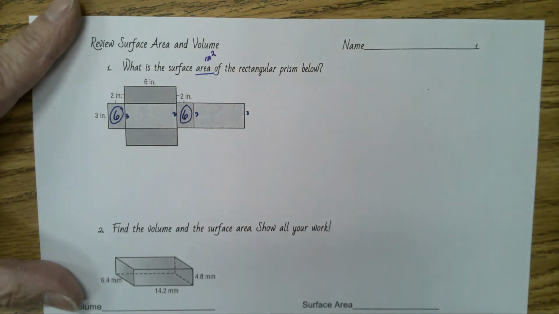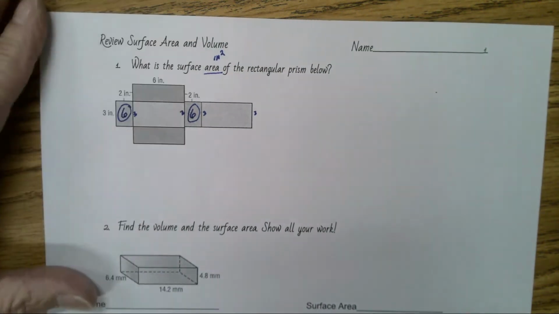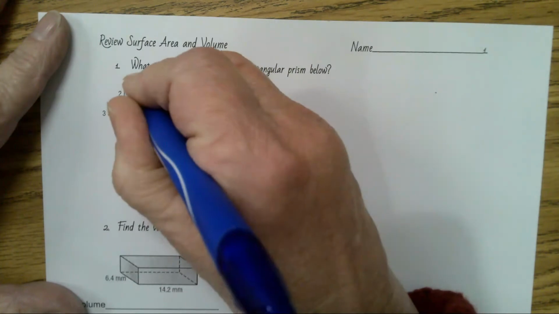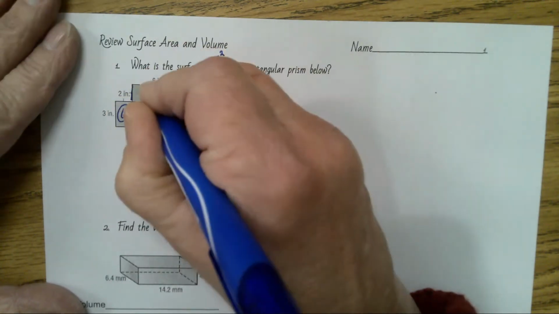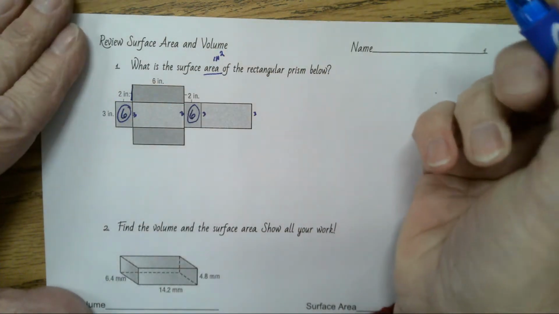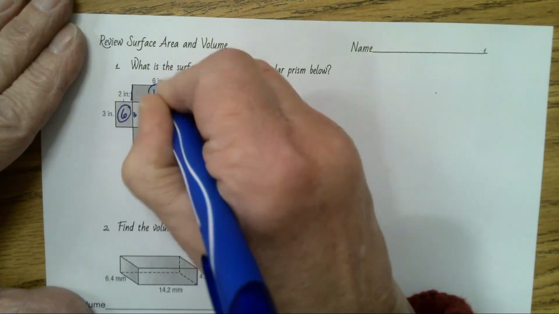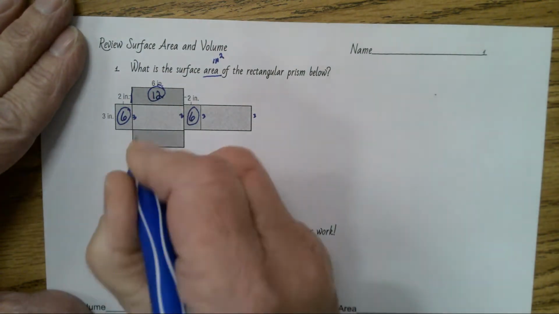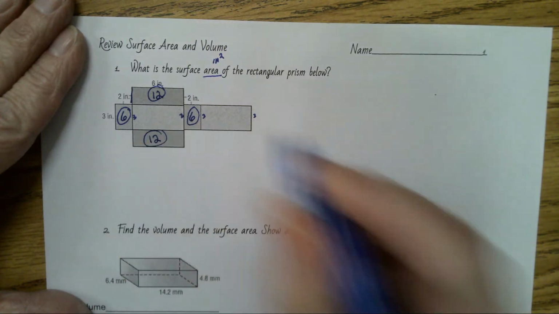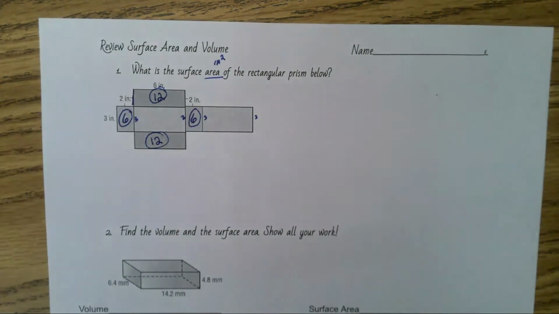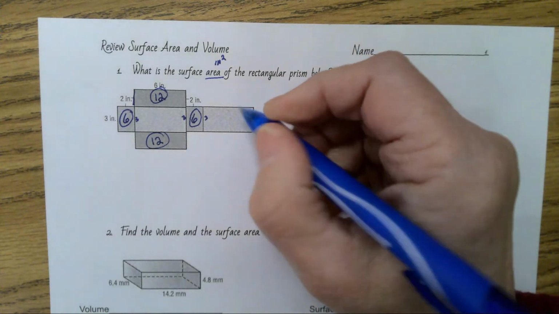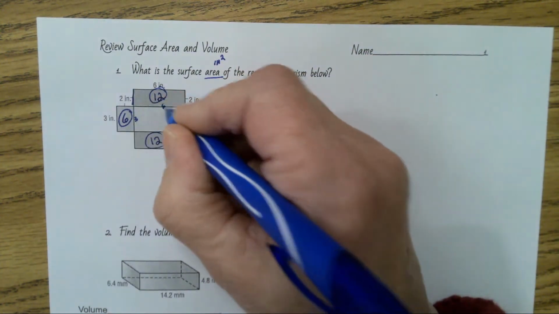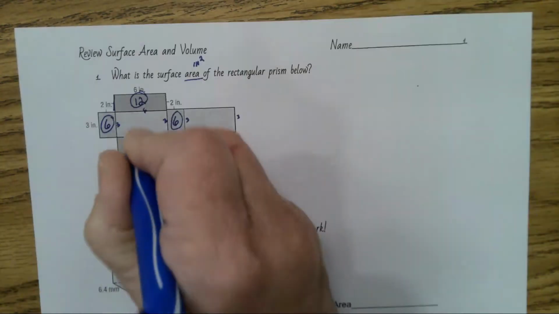All right. Now let's do the wings. This one is 2 by 6. What's 2 times 6, kids? So I'm going to put a 12 in there. And which other one is going to be a 12? The bottom one. And now we have our largest faces. And this is going to be, it is 6 by 3. What's 6 times 3? 18.